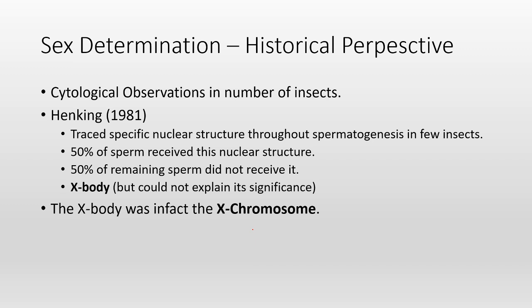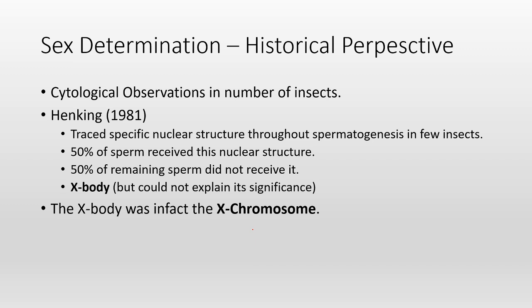And what he found was that in those insects, 50% of the sperm received this specific nuclear structure that he was tracking, but the remaining 50% did not receive it, right? Only 50% of the sperm receives it, but the remaining 50% did not. So what could it be? It is partial: it is going somewhere, and it is not going to some other places.